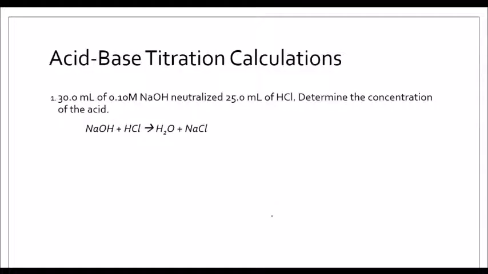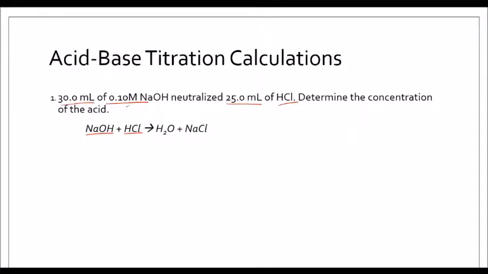Now on to titration calculations. You're going to use dimensional analysis in order to solve these because you need to do some stoichiometry. What you need to see in this particular reaction is we've got sodium hydroxide and hydrochloric acid. This is a 1-to-1 relationship here. So, 30 milliliters of 0.1 molar sodium hydroxide is neutralized with 25 milliliters of hydrochloric acid. Determine the concentration of the hydrochloric acid.